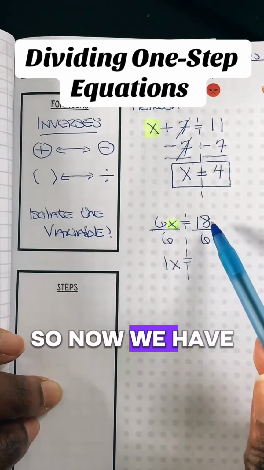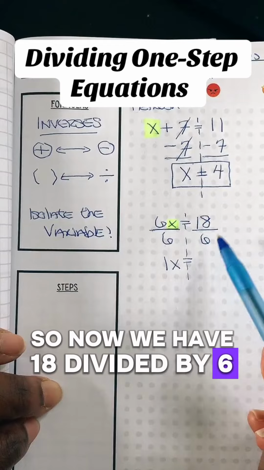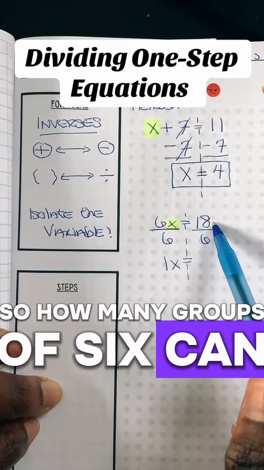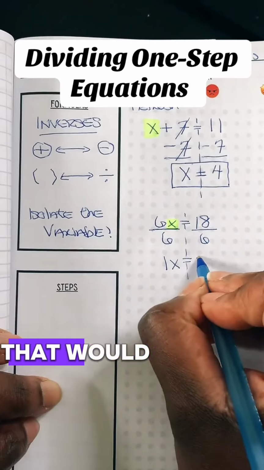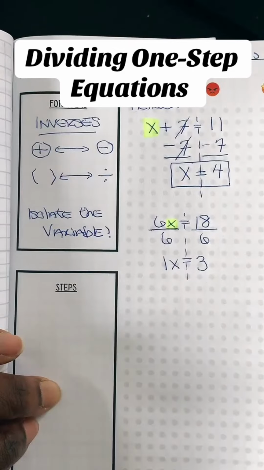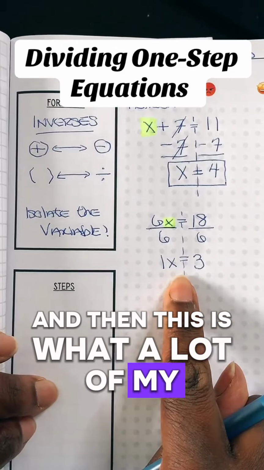So now we have 18 divided by 6. So how many groups of 6 can fit into 18? That will be 3.